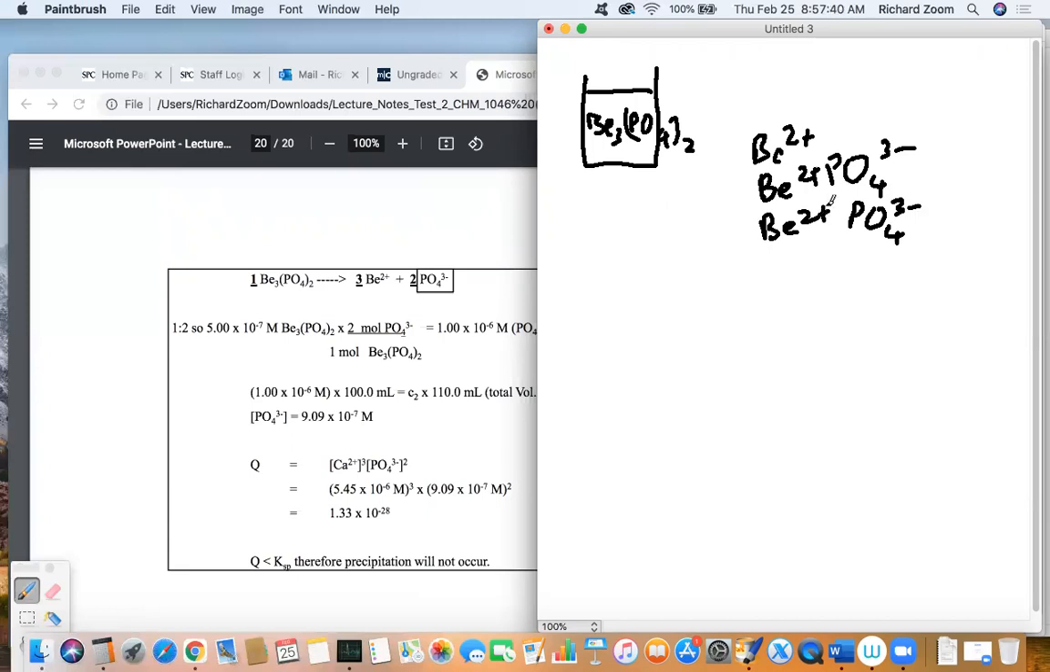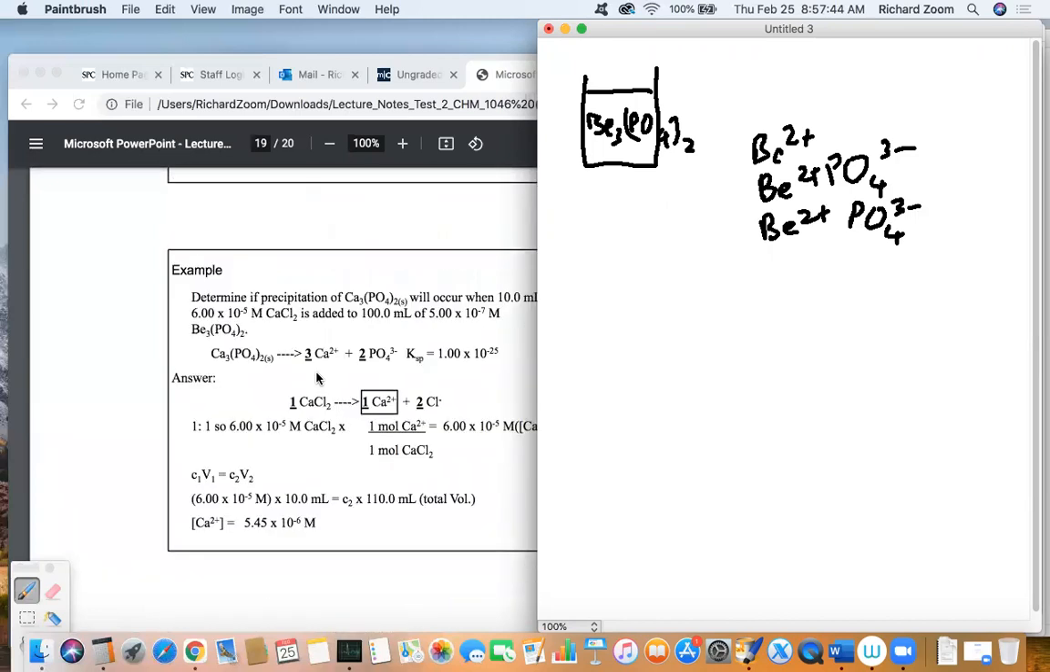Now you might be wondering, well, how would you know what the PO4 3 minus was? Well, look at the initial equation. I tell you what phosphate is. So PO4 is 3 negative. That's how you get the 2 plus on the Be. Now the Be is going to be a spectator ion. So the equation is going to look like this.